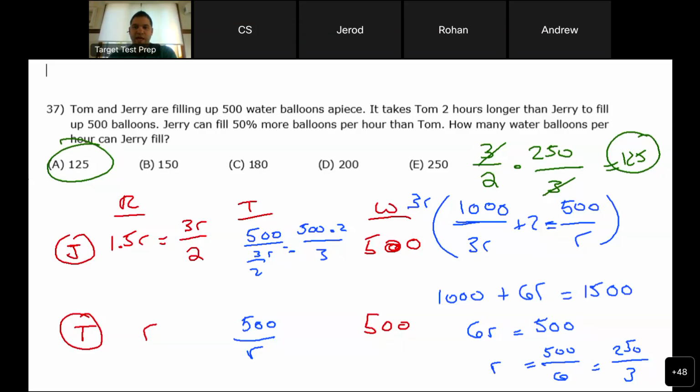But I want you guys to understand that we didn't do anything that crazy here. We filled in the chart. We got it in terms of variable R, and then we used the fact that we still had this lingering relationship here, and we made an equation. We made one equation with one variable, set these things equal, and we solved. That was it.